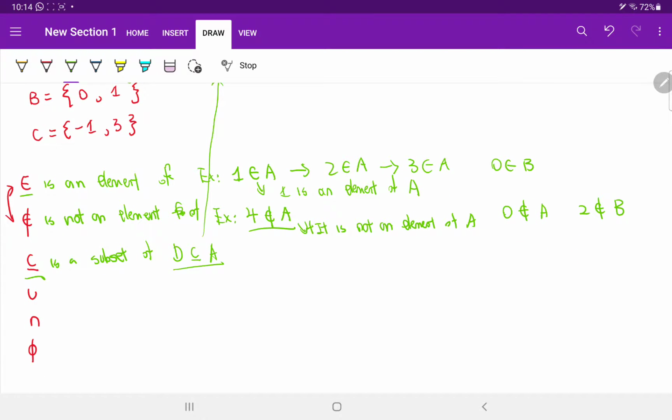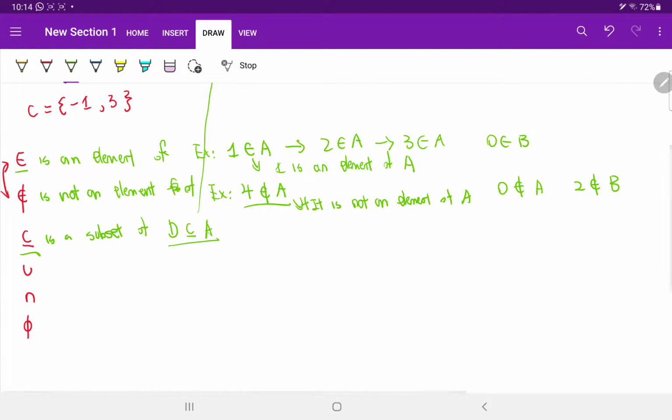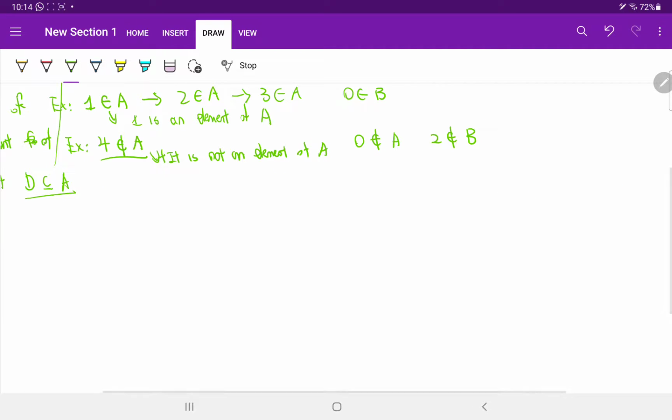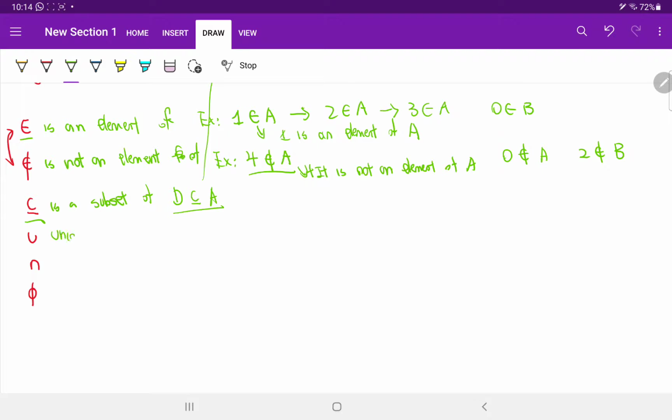So let's get to the next. So this U-shaped thing means the union. It means the union of sets. So what does that mean?